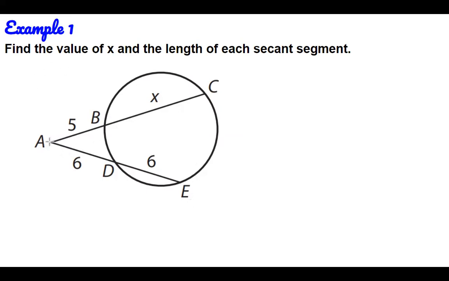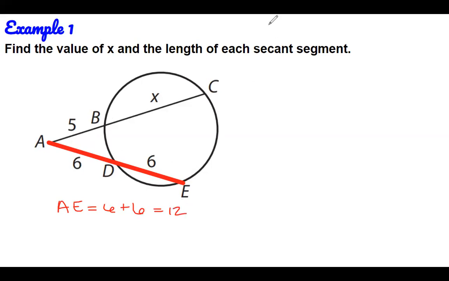So AE is the entire secant segment. Let me do that again because you can barely see it. So the entire secant segment, AE. Now, what does AE measure? One segment measures 6 and the other one 6. So altogether it should be 12. So AE is 6 plus 6, which is 12.